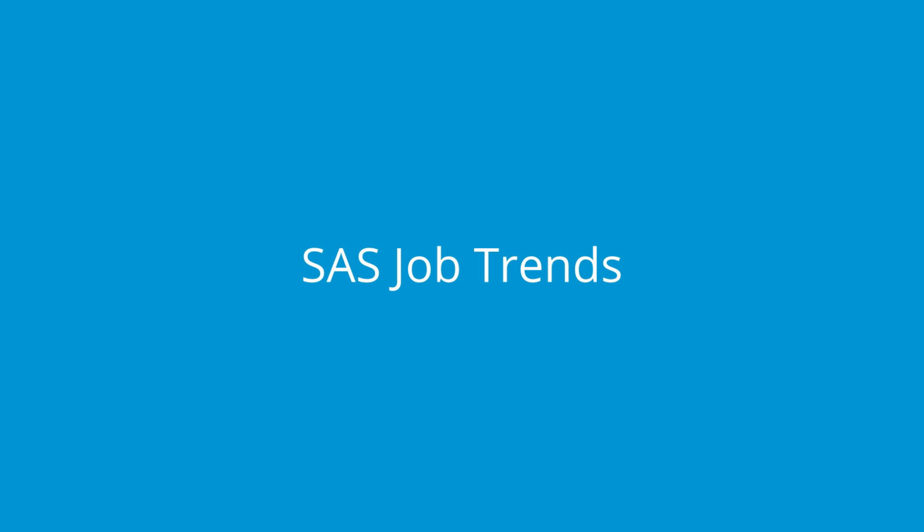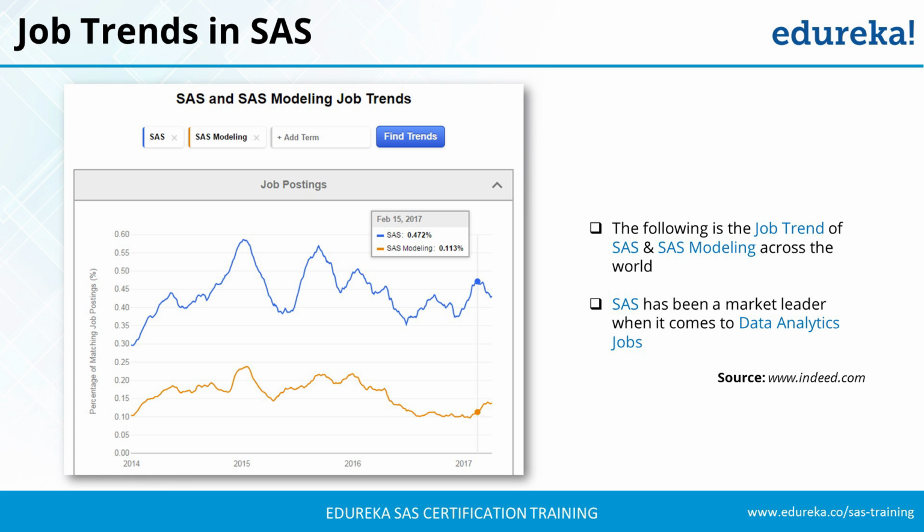Another piece we can look at is the job trends. The following is the job trend of SAS. If you look at the job trends for SAS and SAS modeling, in February 2017, of the data analytics jobs, 47% listed SAS. SAS modeling was listed by 11%.